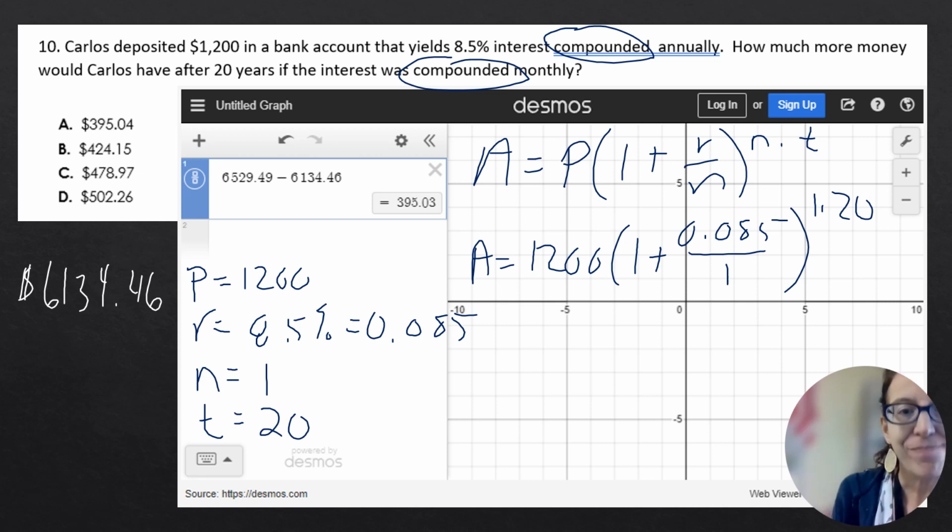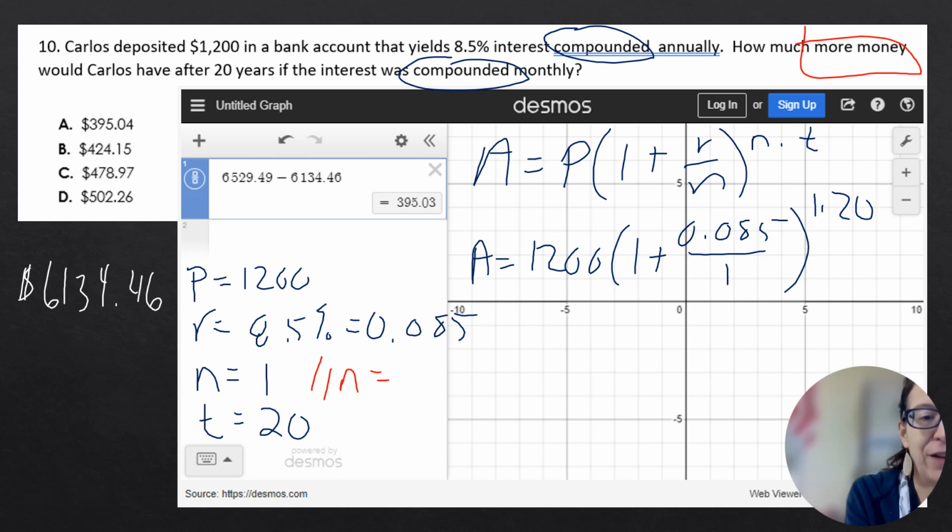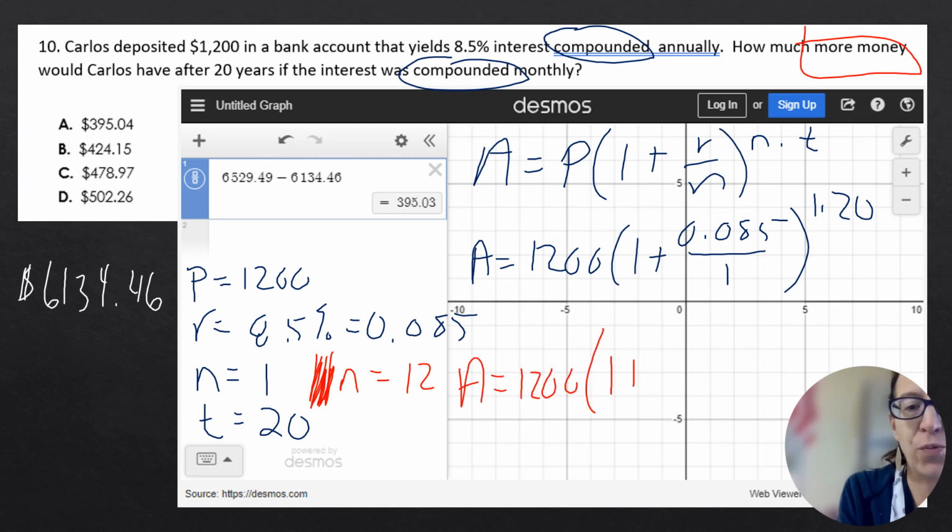Now, the question was, how much more money would he have after the 20 years if it were compounded monthly? That is going to change the n value to 12. Okay, so that's just like a little bar there. That changes the n value to 12. It means it's compounded 12 times per year. So in this version of the problem, we have 1,200, 1 plus 0.085 over 12, to the 12 times 20.